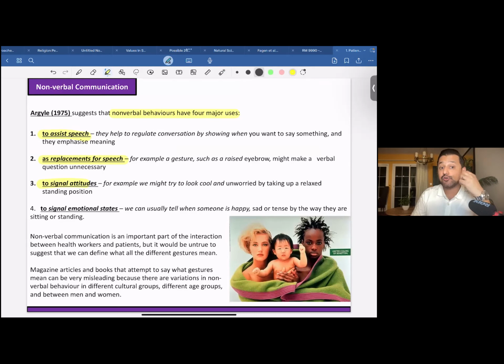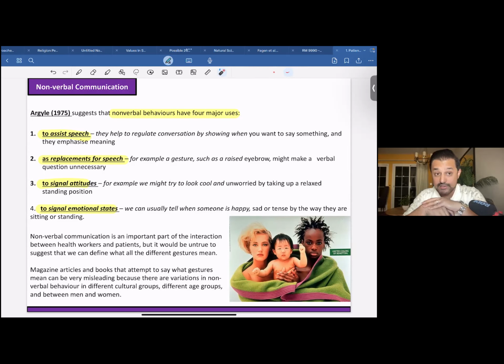For example, we might try to look cool and unworried by taking a very relaxed standing position. Number four, to signal emotional states. We can usually tell when someone is happy or sad, tense by the way they're sitting or the way they're standing, right? So these are all examples of nonverbal communication.